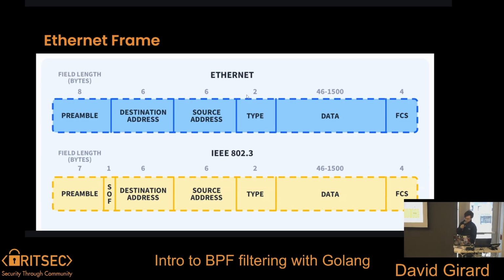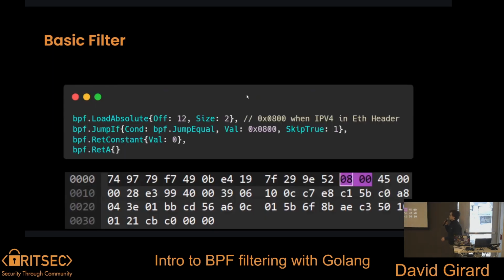And so our very first filter is just going to be using the raw BPF. Load absolute, it's basically an assembly program. And so you want to load in the absolute offset of 12 bytes, which will give us the start of where the type of packet is. And then the size is 2, which is 2 bytes, which pulls these 2 bytes. This is straight out of Wireshark. And we have just a jump instruction for if it's equal to what we want, IPv4.